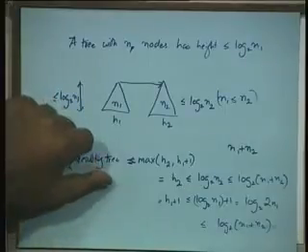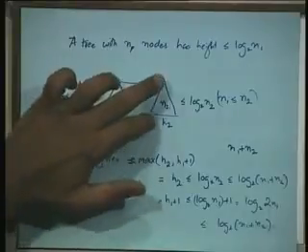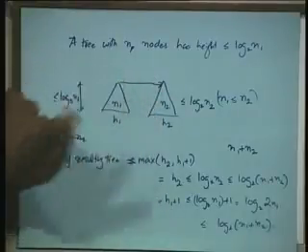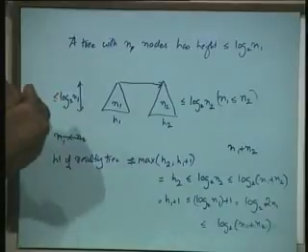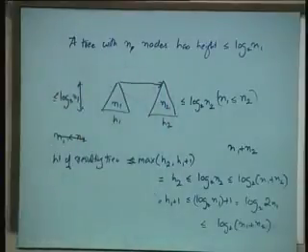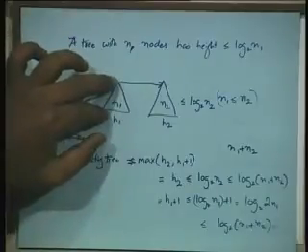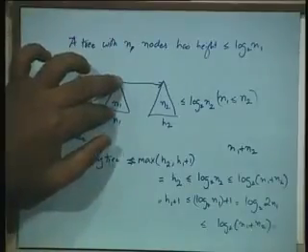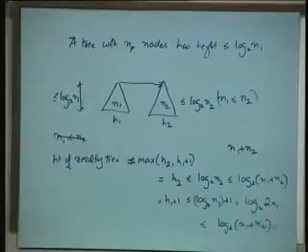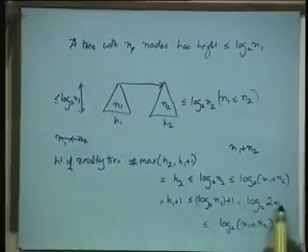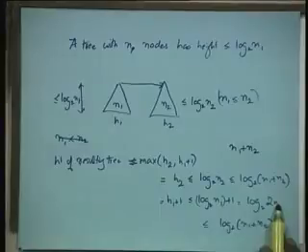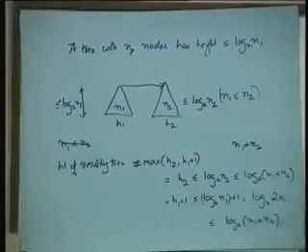Now what is the height of the resulting tree? It's either the height of this tree or it's the height of this tree plus a 1. If it's the height of this tree, then it's log of n2, which is less than or equal to log of n1 plus n2. If it is the height of this tree plus 1, then it is log of n1 plus 1, which is the same as log of 2 times n1, which is less than or equal to log of n1 plus n2, because n2 is larger than n1.